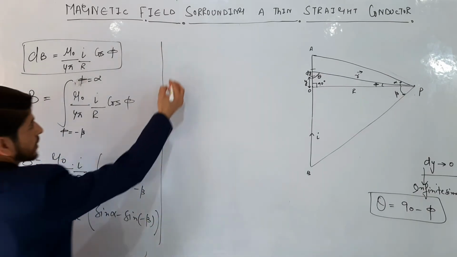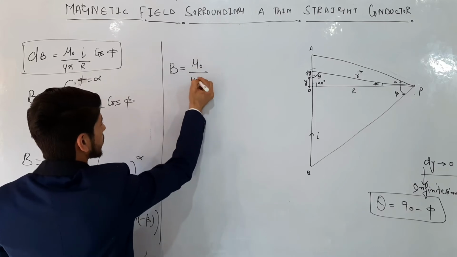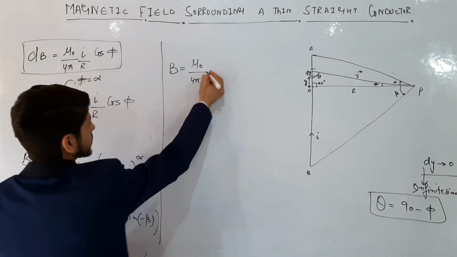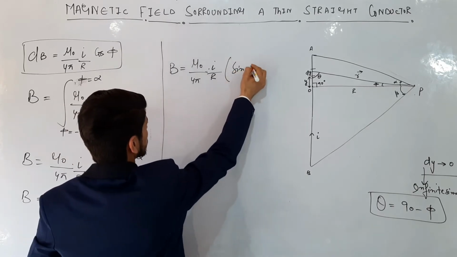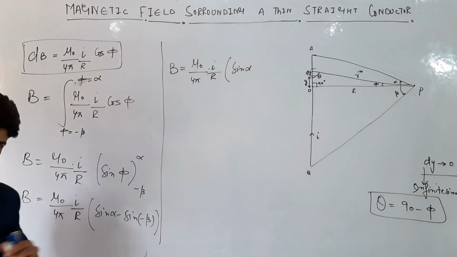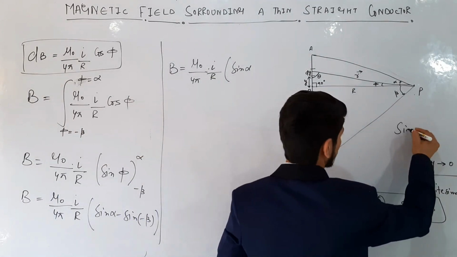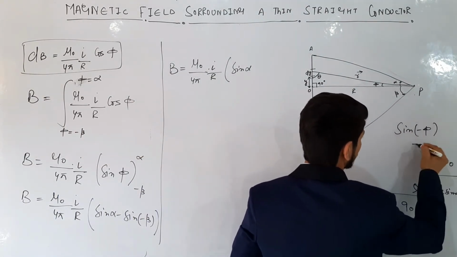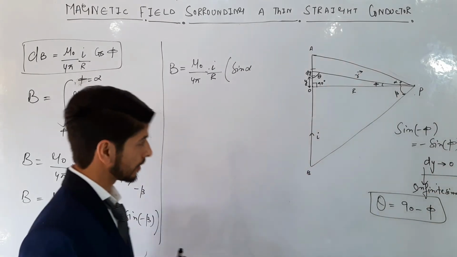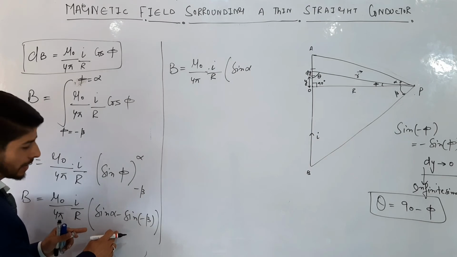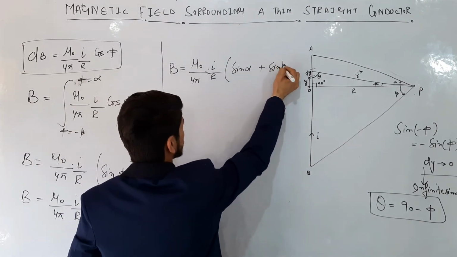The value of B due to the whole conductor will be mu naught upon 4 pi, I upon capital R, sine of alpha minus sine of minus beta. What's sine of minus beta? It's not sine beta, it's minus sine beta. You know that sine of minus phi is equal to minus sine of phi. I hope you know the quadrant changing in trigonometry. Now it will be minus sine of beta, and minus into minus will be plus, so it will be sine of beta.